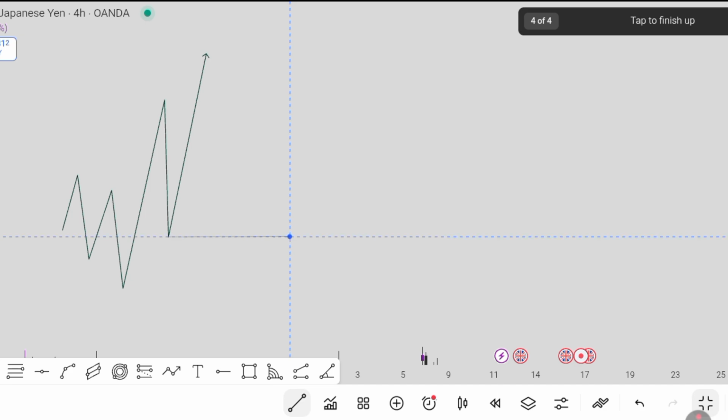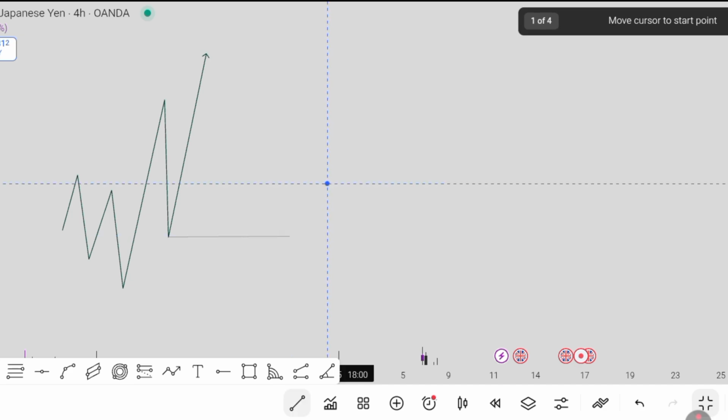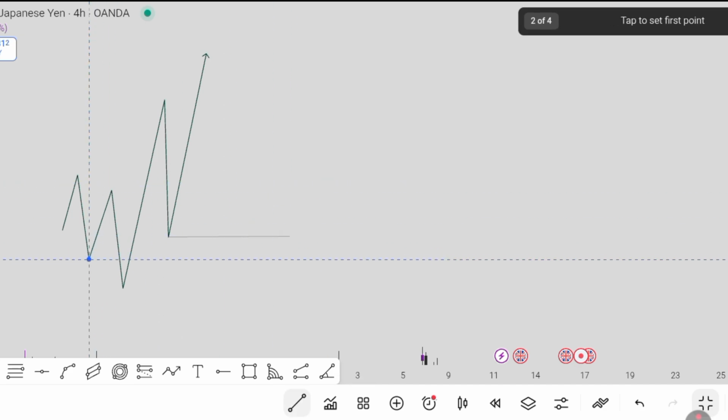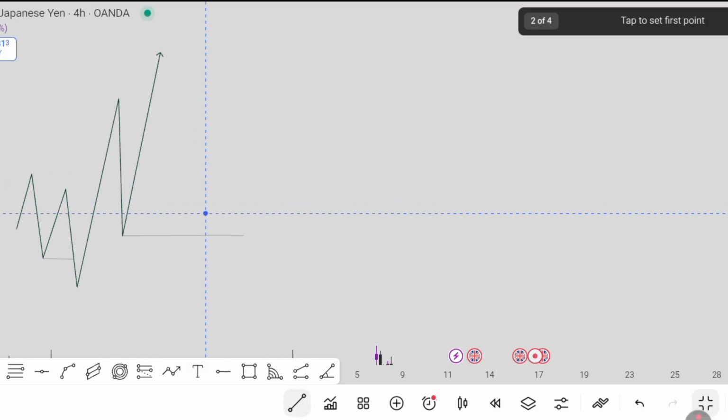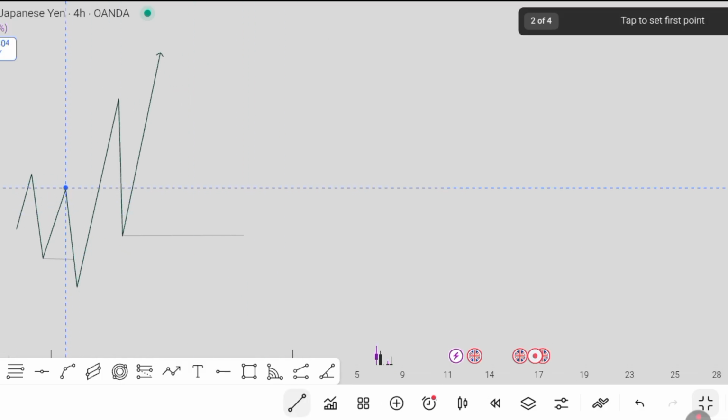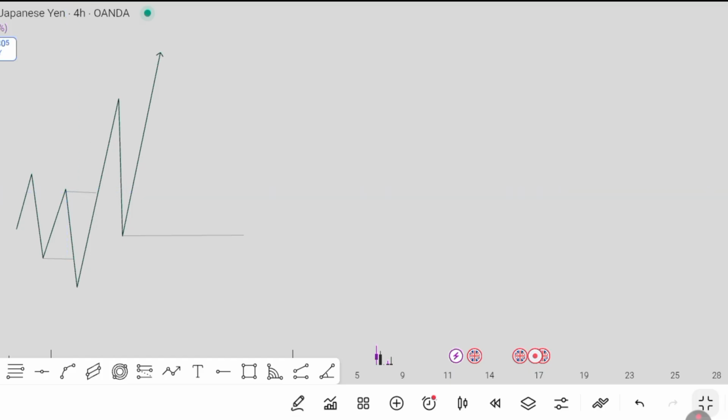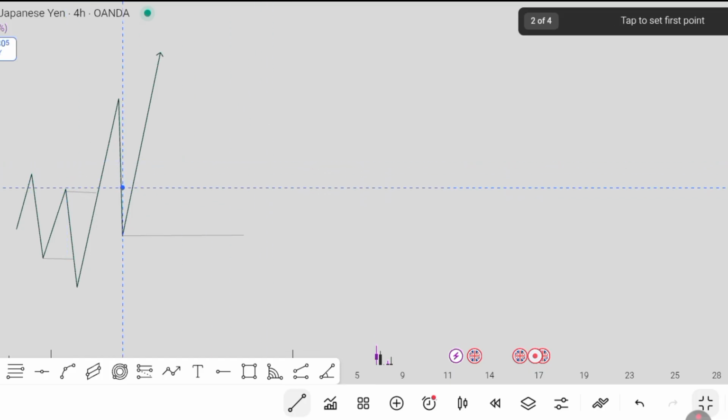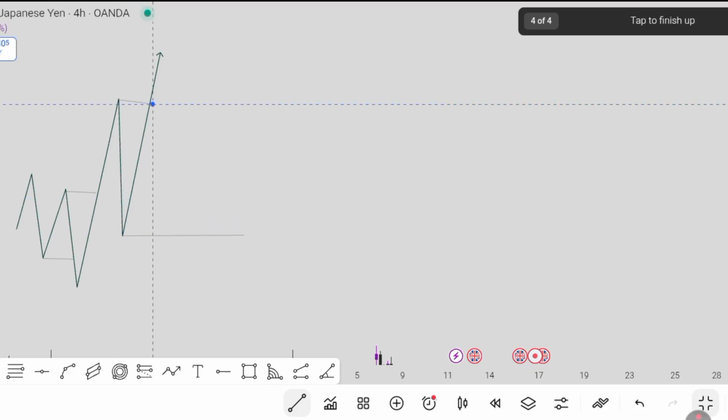So we have our structural liquidity right here, and we have this sweep of this transactional liquidity right here. We also have this break of structure right here, right? We have that break of structure right there, and also we have the structural liquidity created, and then we also have our second break of structure.